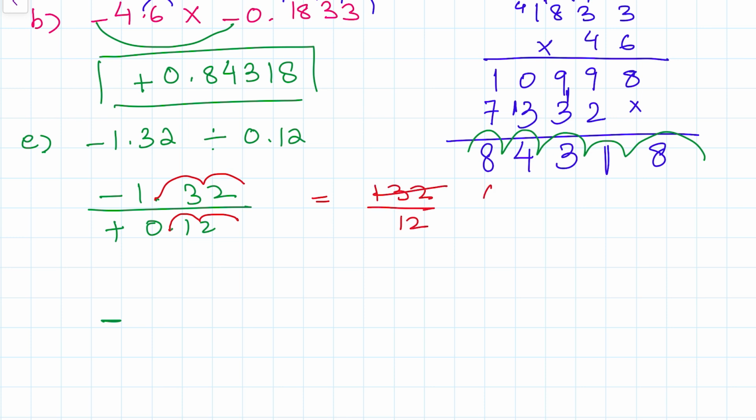Now 2 times 6 is 12. 2 times 6 is 12. 6 times 1, 6 times 11. So it's a minus 11 is my answer.